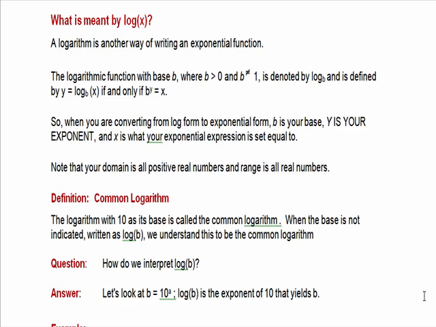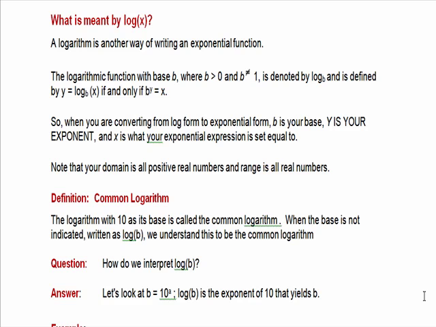So notice we can use this to convert from logarithms to exponentials. The base b becomes the base of the exponential. The y, which for now appears on the other side of the equation, becomes the exponent, and the x that's in the parentheses, the item that we're taking the log of, becomes the equal to portion for the conversion. So when you're converting from log form to exponential form, b is your base, y is your exponent, and x is what your exponential expression is set equal to.